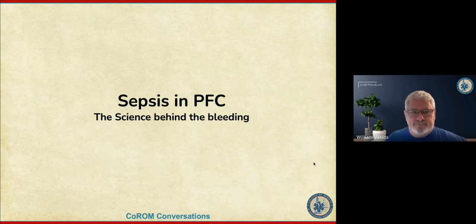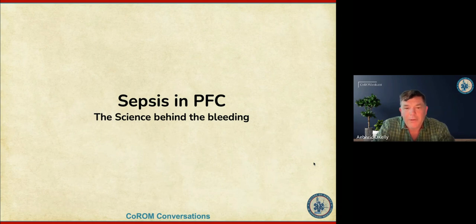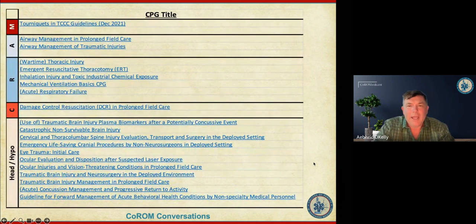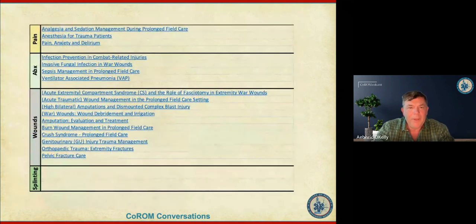Cool. So what we're doing is we're walking through the CPGs, and I've broken it down into the MARCH algorithm. I've bunched each of these CPGs into the MARCH PAWS L, and each one of these has a link.